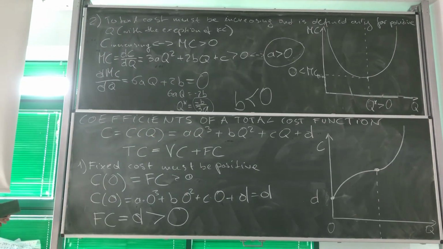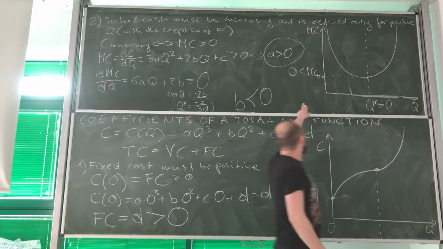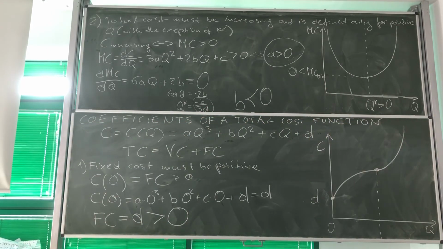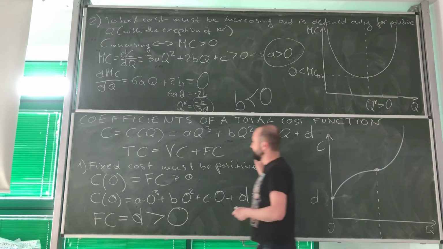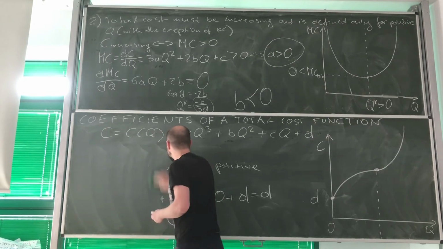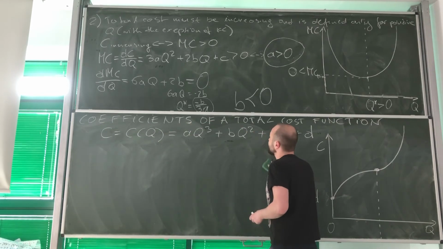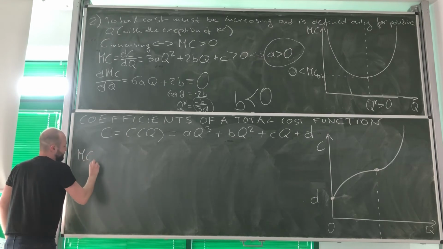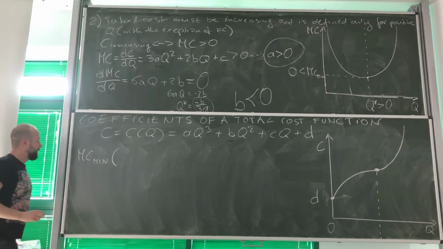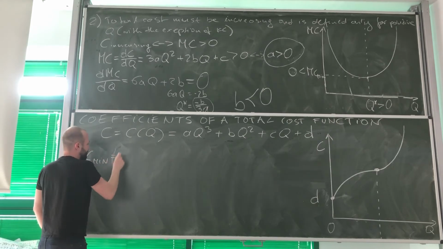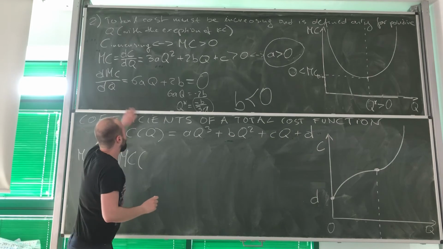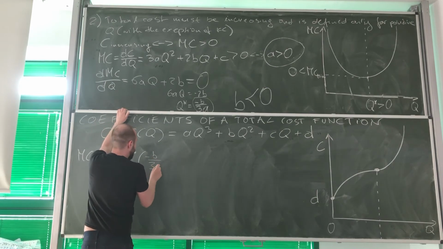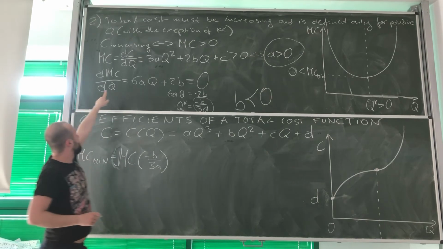So now we need to just make sure that the minimum of marginal cost is above 0. So what we need to do is simply to substitute the answer we've got into the formula for marginal cost. So marginal cost minimum is equal simply to marginal cost at negative b over 3a. Right? This is our formula for marginal cost.